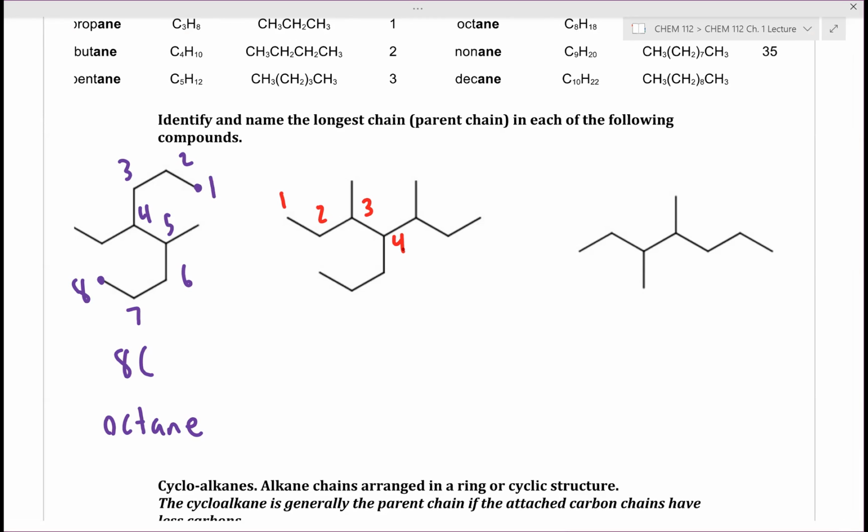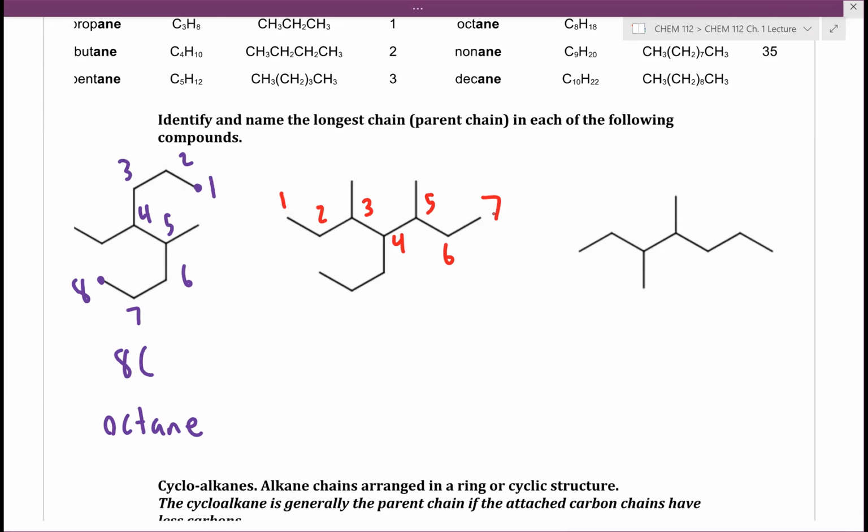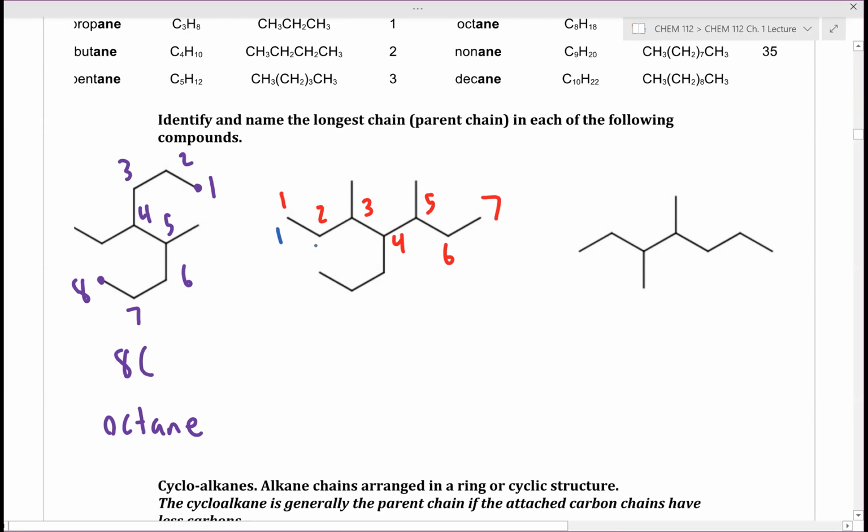So let's think a little bit about this. Let's write out chain number 1, 5, 6, 7. And let's write out chain number 2. Okay, even though we have 2 identical carbon chain lengths, what is our tiebreaker? What are we supposed to pick? The chain with the most branches, yes. So which chain, the chain in red or the chain in blue, has the most alkyl groups attached, the most branches? Which one? What was that? The red, yep.